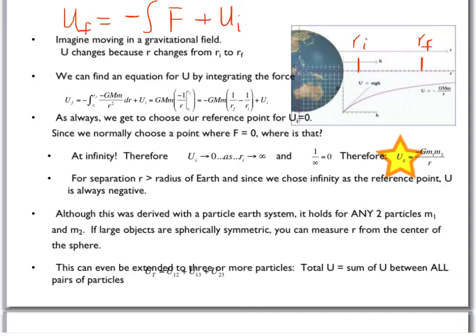Tacking on that U sub i would give us an initial potential energy. So if we integrate this, integrating negative GMm over r squared, these negative signs would end up canceling out. And you could pull the GMm outside the integral and really just end up integrating a 1 over r squared, or really just an r to the negative 2. When we integrate that, we would raise the power by 1 and get an r to the negative 1, and then divide by that new power.